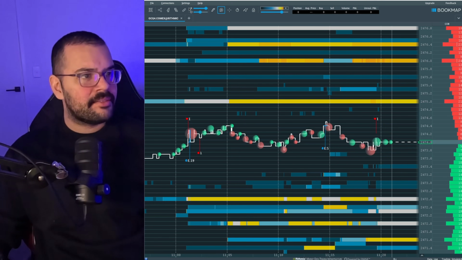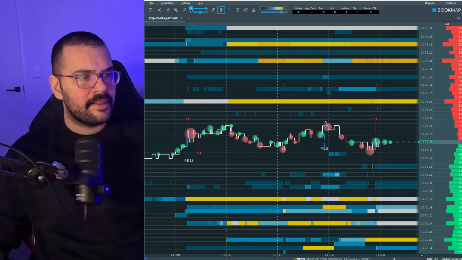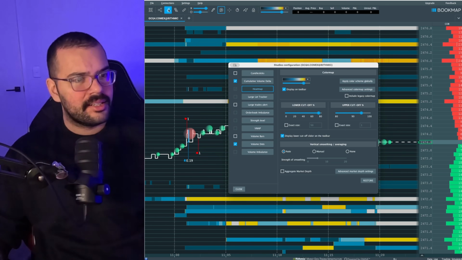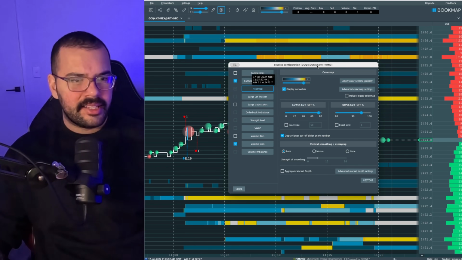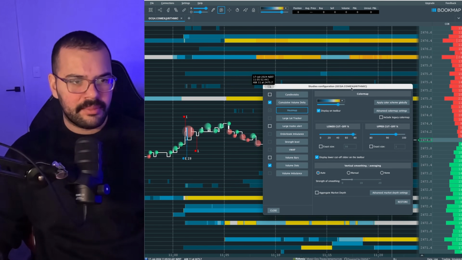And then the next thing I've got, if you look up here, you should have two sliders. If you don't have two sliders on here, go over to this symbol, studies configuration, and click on that. And first of all, look at the heat map. Click on the heat map, and these are my heat map settings. So this is what I mean about tuning out the noise.